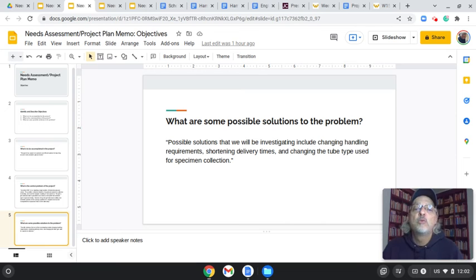The possible solutions that we will be investigating include changing handling requirements, shortening delivery times, and changing the tube type used for specimen collection. So is there a possibility that there's a process, right? And in that process, these tubes in particular can't make it through the process. And so they're going to be looking very specifically at how we can change handling requirements. And those handling requirements include these 3 things. So very detailed, identified, described kind of the process.